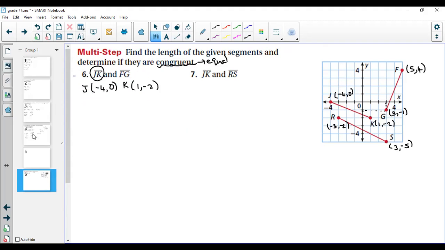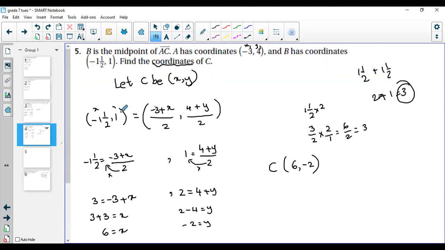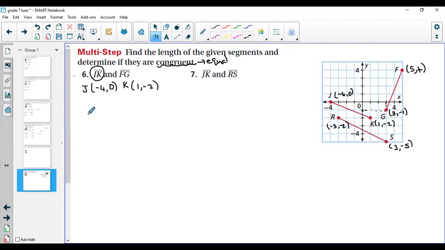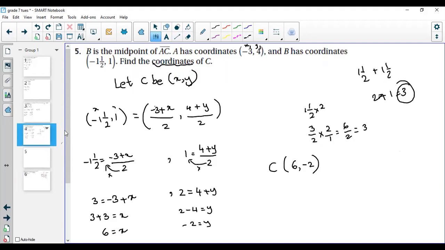So your lesson was only until here. The midpoint, you have to find the midpoint or the coordinates. But this question is related to the length, so it is not for you for now. It is for you, but after the next video.